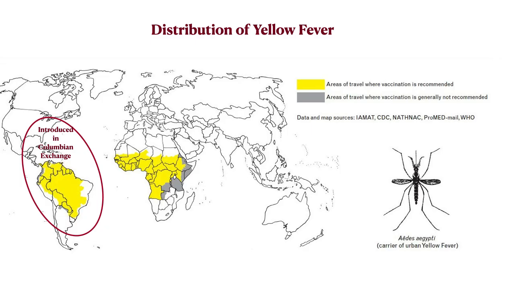Yellow fever also was introduced in the Columbian Exchange. It's interesting today. It's essentially found in northern South America and much of tropical Africa. Not all of it, but much of it. It's spread by a different mosquito. Malaria is spread by Anopheles. Aedes is the genus of the yellow fever mosquito.